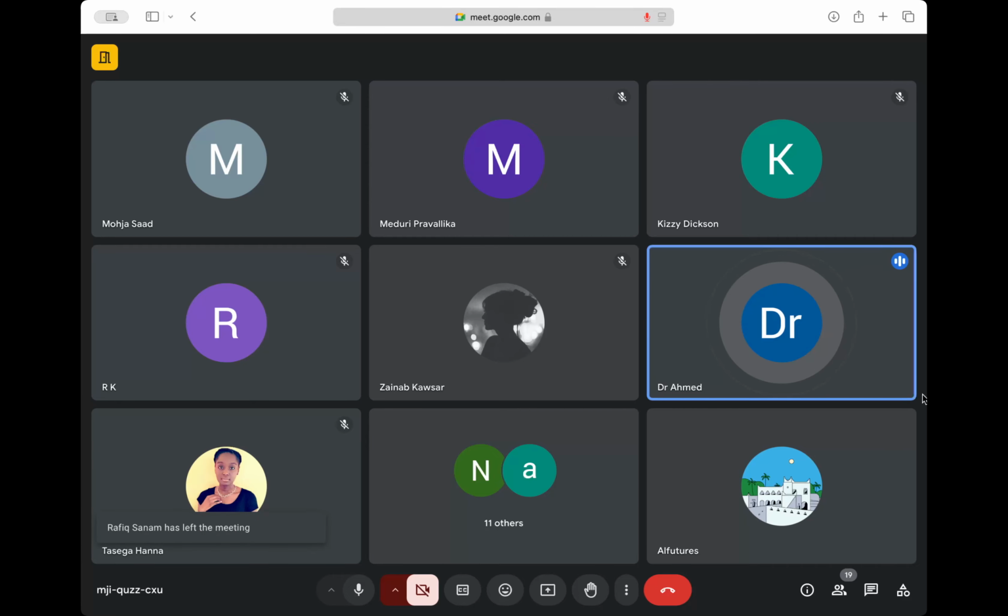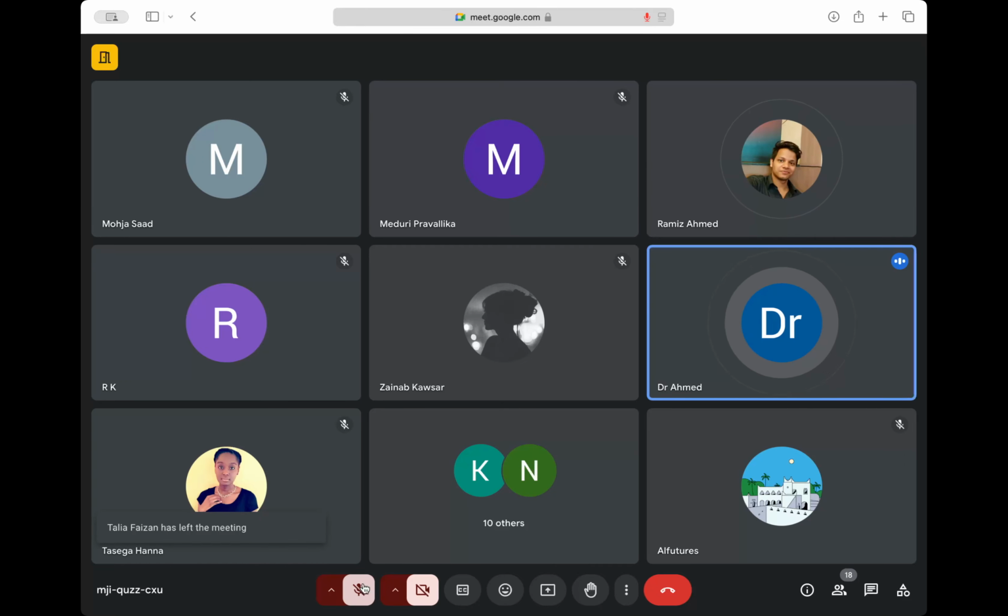Okay, can you guys tell me how many spinal nerves you have in total? 33, right? So we have cervical, thoracic, lumbar 5, and sacral 5.